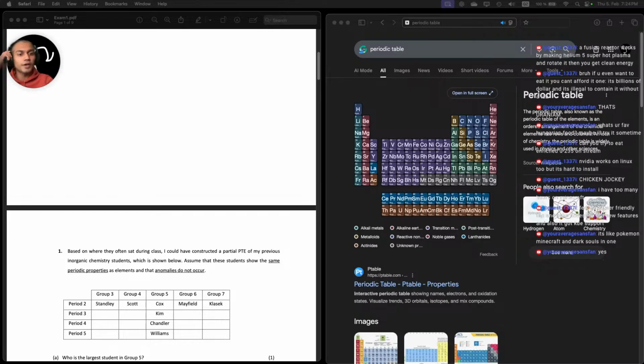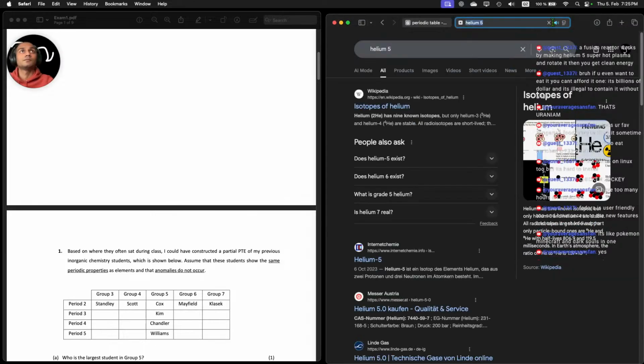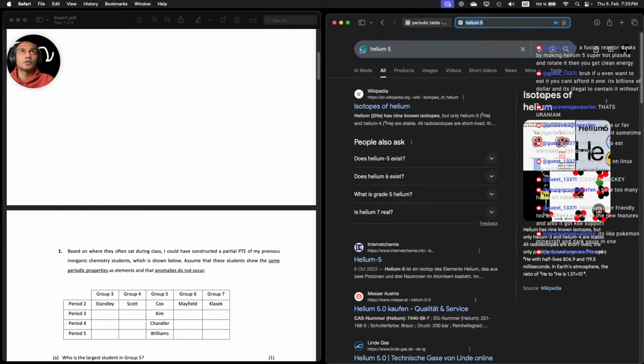A fusion reactor works by making helium-5 super hot plasma and rotating it. Then you get clean energy. Helium-5, huh? Well, guess what? That's what I'm eating every day. It's an isotope.